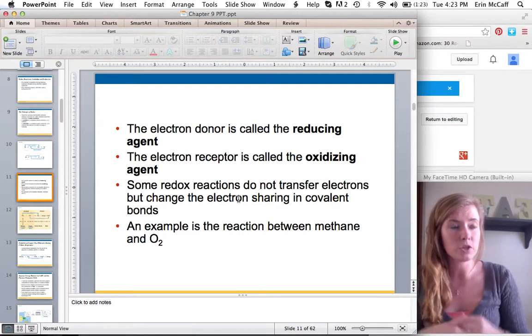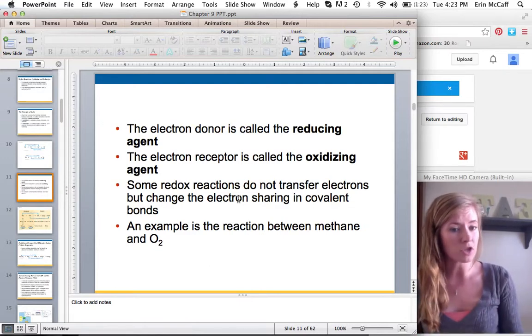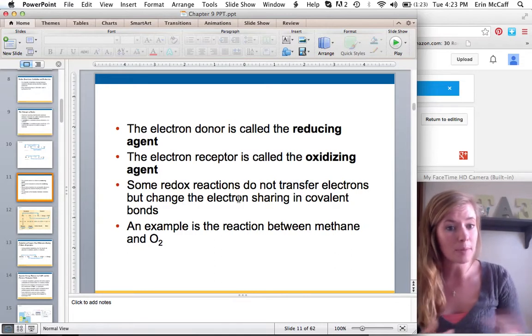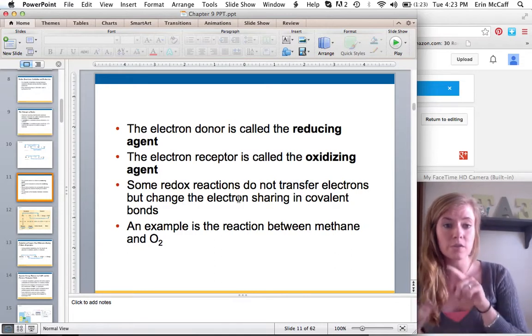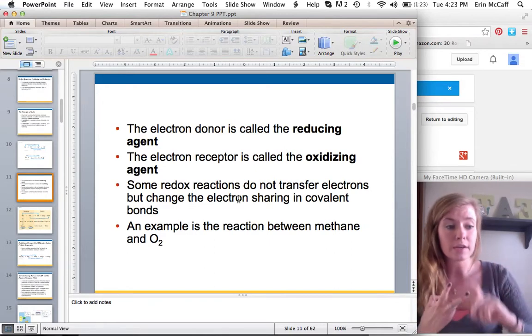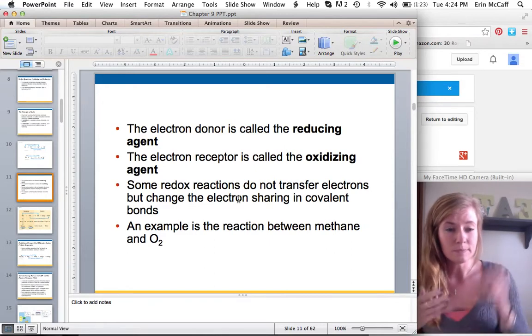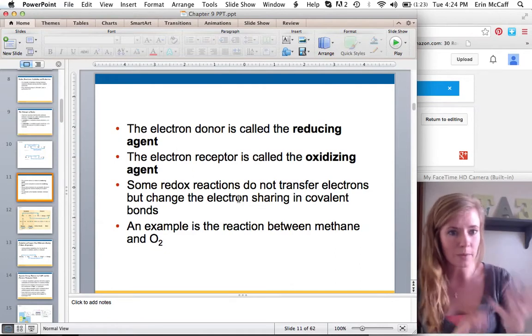So if you're going to get oxidized, you're going to give up an electron, you are allowing the reduction to happen by giving up your electrons, so you are the reducing agent. So you're getting oxidized, you are the reducing agent. You're getting reduced, you are the oxidizing agent. It's confusing, but just think of it as backwards.